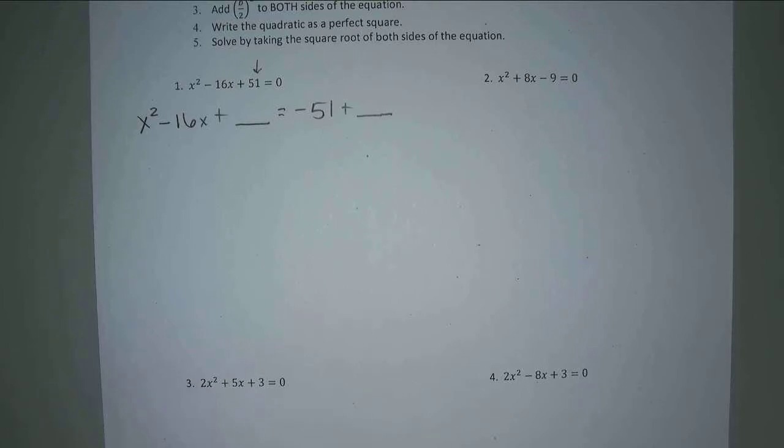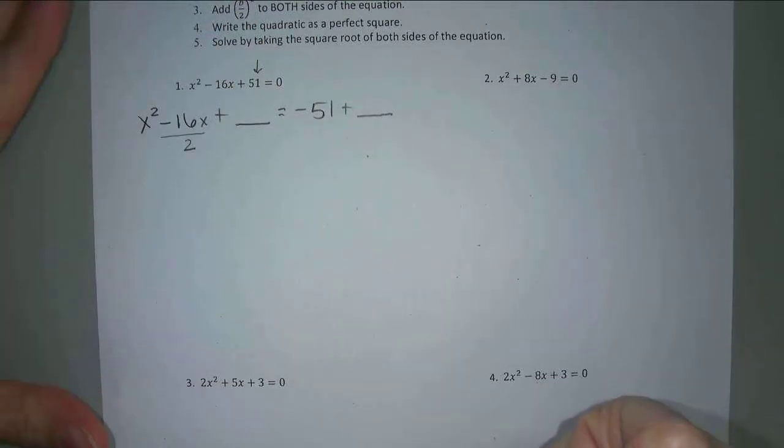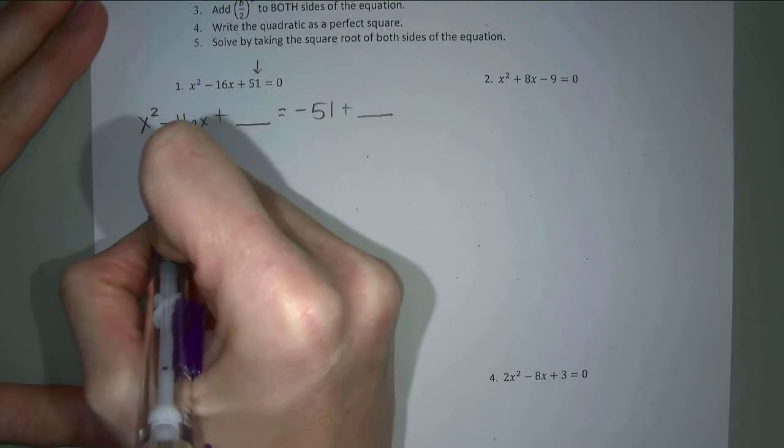So at this point, once you move your constant over and you have spaces to add your numbers, we're going to go ahead and complete the square, okay? So how do we complete the square? You divide b by 2. So what is b in this case? Negative 16. What do you get when you take negative 16 divided by 2? Negative 8.